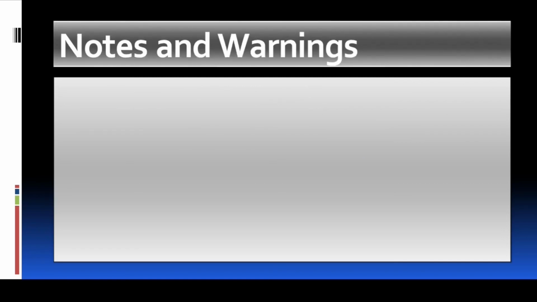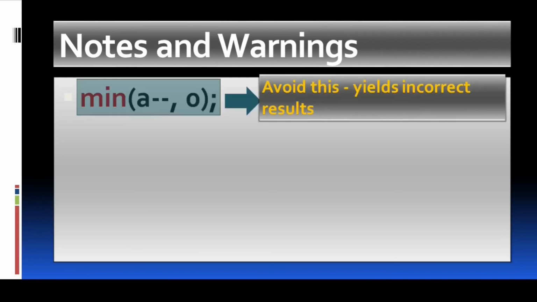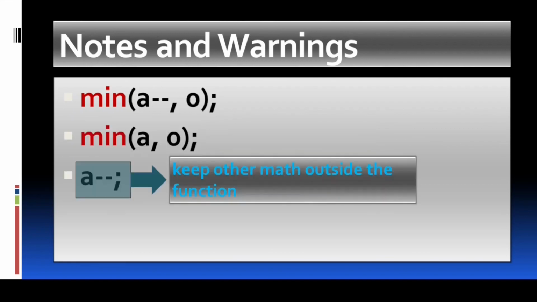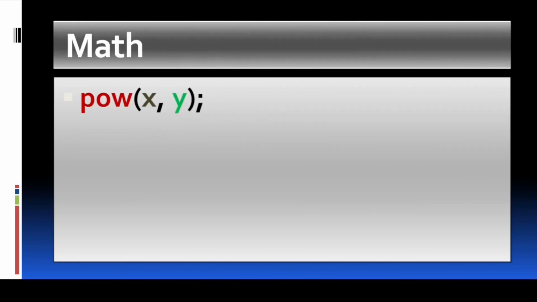Here are some notes and warnings you need to keep in mind while using this function. You cannot use this function as you can see on your screen. If you use this type, then this will give you an incorrect result. Use it like this. Keep other math outside the function. Here the next function is pow(x, y).